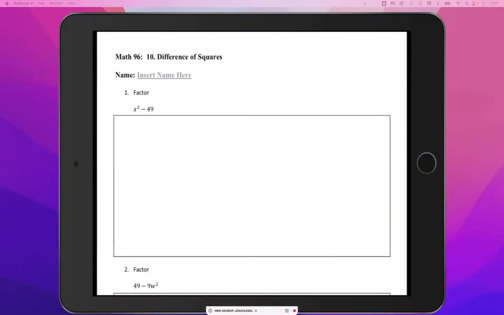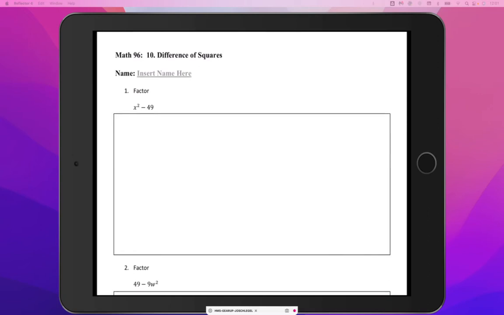Okay, so we are back with number 10, difference of squares. And difference of squares kind of seems like a magic trick unless someone takes the time to explain why it works. And so I'm going to take the time to explain why it works with number 1, and then we'll just accept that fact after that with the following problems.